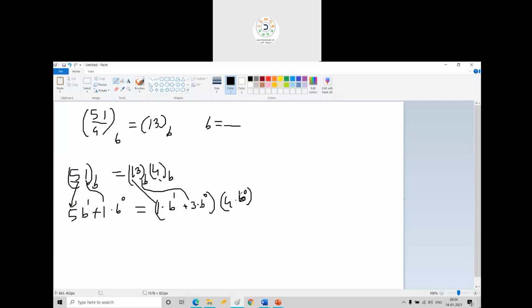Now let us just evaluate this. What is this? This is 1, this is b plus 3, and this value is simply 4.